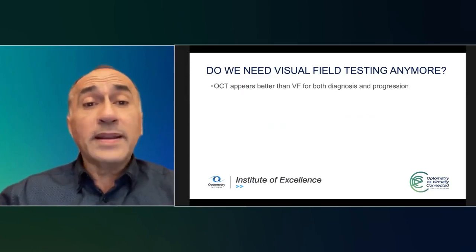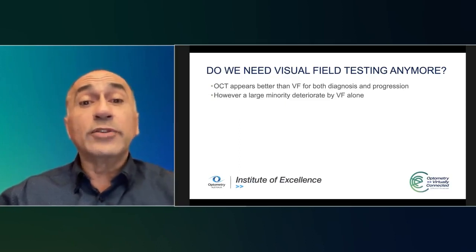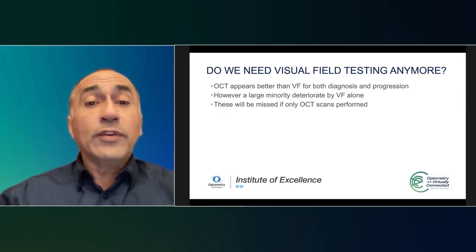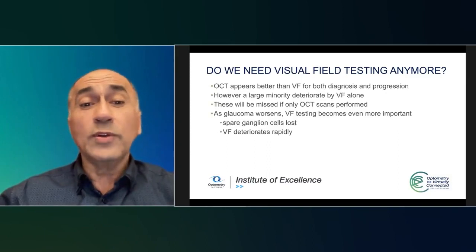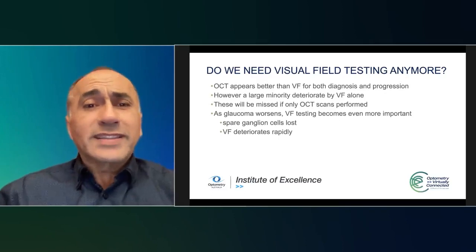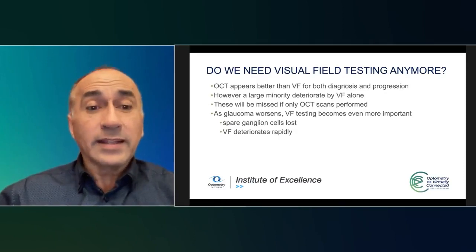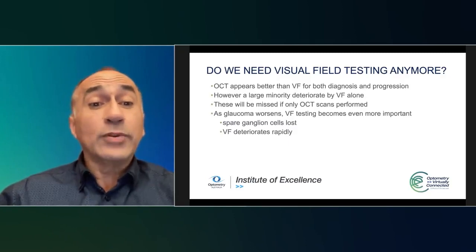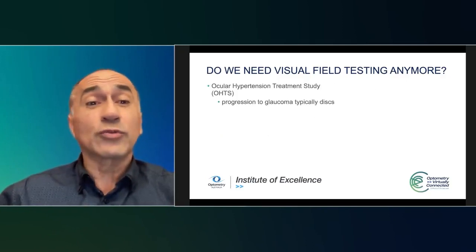So OCT appears better than visual field for initial diagnosis and for detecting progression of glaucoma. However, about a third, or a large minority, deteriorate by fields alone. And if you only do OCT scans, you're going to miss those patients. As glaucoma worsens, visual field testing becomes even more important. When we have 5 or 6 ganglion cells helping us to see a point in space and we lose 1 or 2 of them, we can still see that point in space. But as we lose all our spare ganglion cells, then the visual field can deteriorate very rapidly after that. So in more advanced losses, visual field actually becomes more important than structural changes.